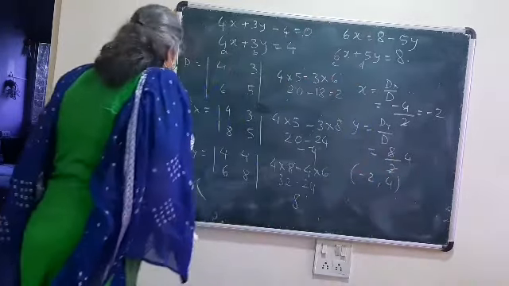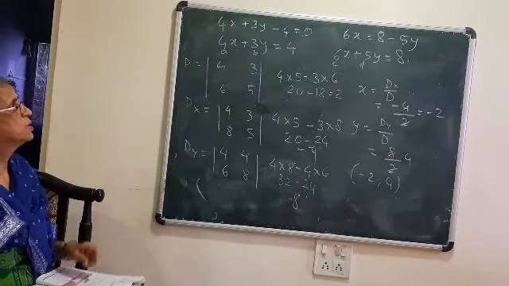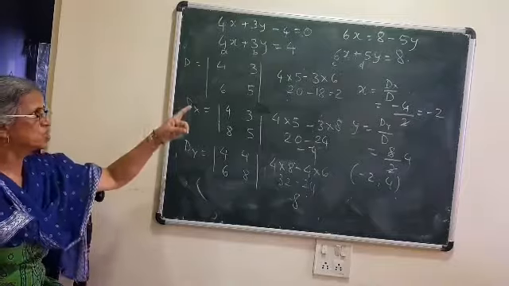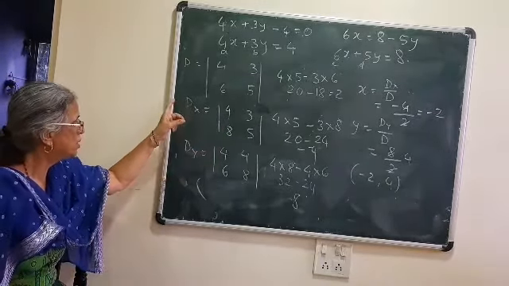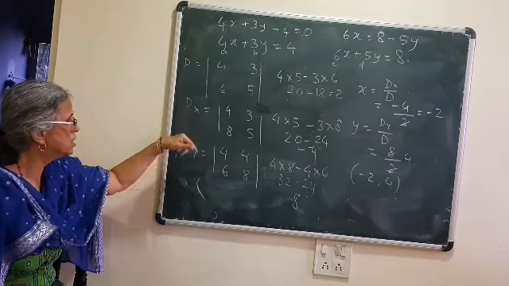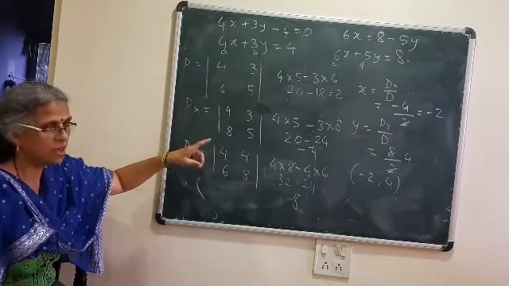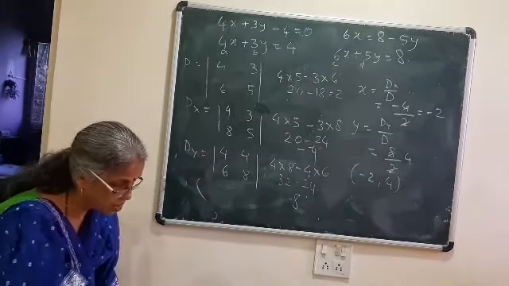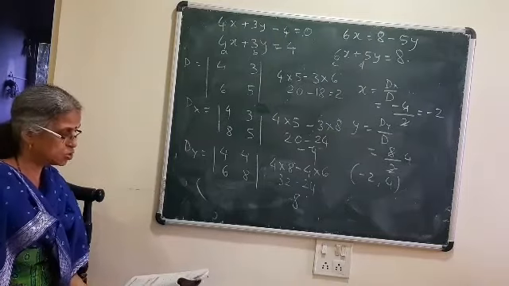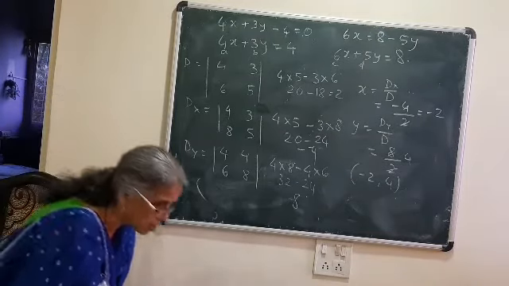So that is how you are going to solve in 3 steps. First, making the equation in the standard form if it is not given in the standard form, then find D, Dx, Dy. Dx upon D gives x, Dy upon D gives y. Now sum number 3: x plus 2y equal to minus 1, 2x minus 3y equal to 12.